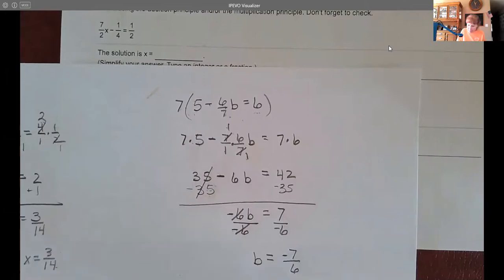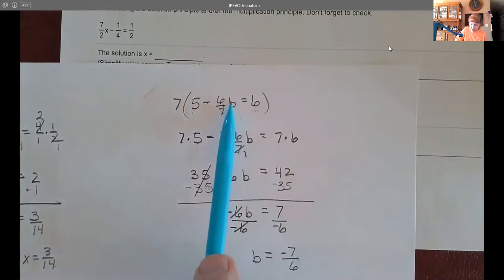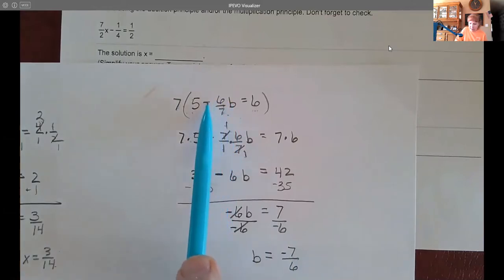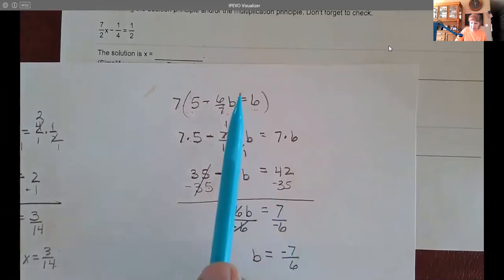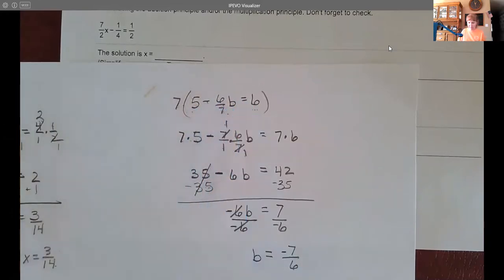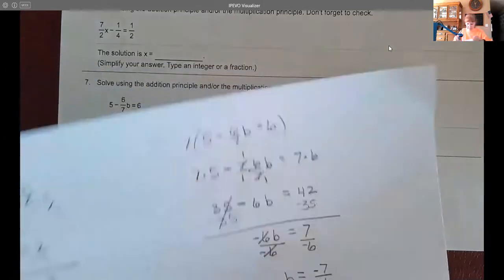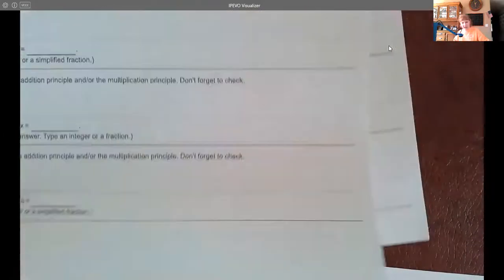Okay. Now, if you were to substitute this back into here, when you take a -6/7 times a -7/6, the 7's cancel, the 6's cancel, and you end up with a +1. When you substitute that back in, it's a +1. So 5 + 1 is 6. It's pretty awesome. All right, so let's get another one. That was number 7. Turn this over.